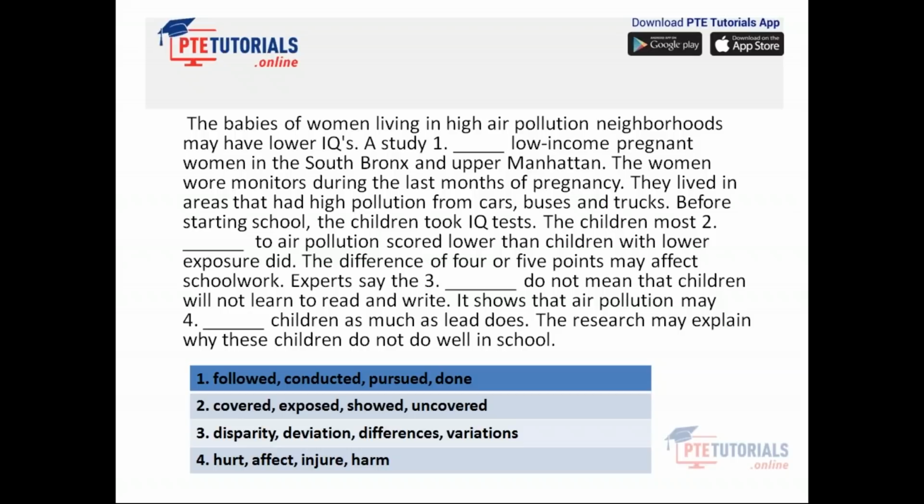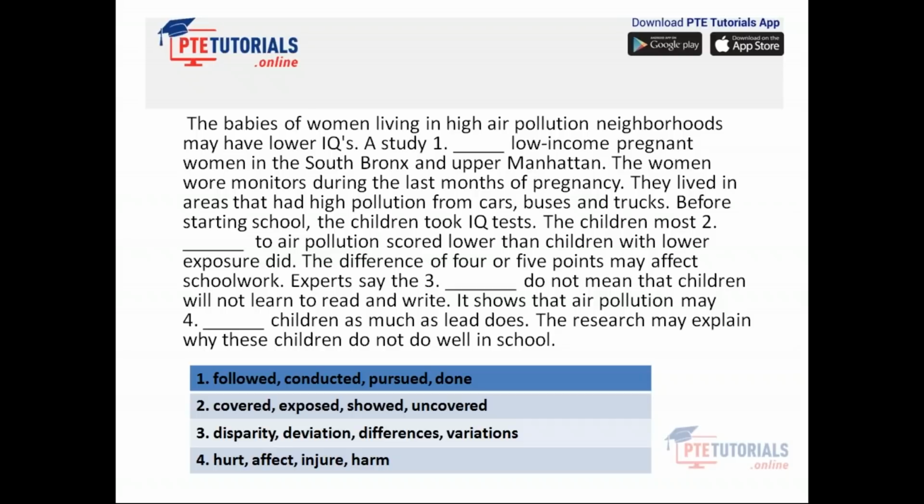Next, it was very clear. Most of you were also correct. Exposed to. This is a collocation. With exposed, we write to. Moreover, they are talking about air pollution, which means we are exposed to air pollution.